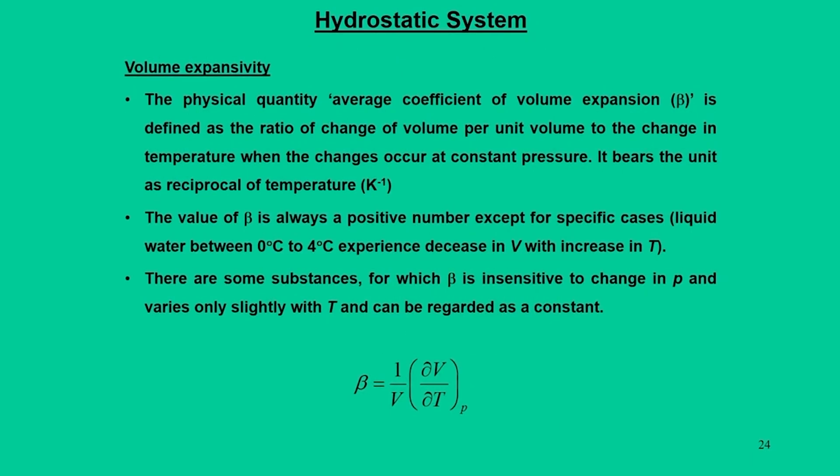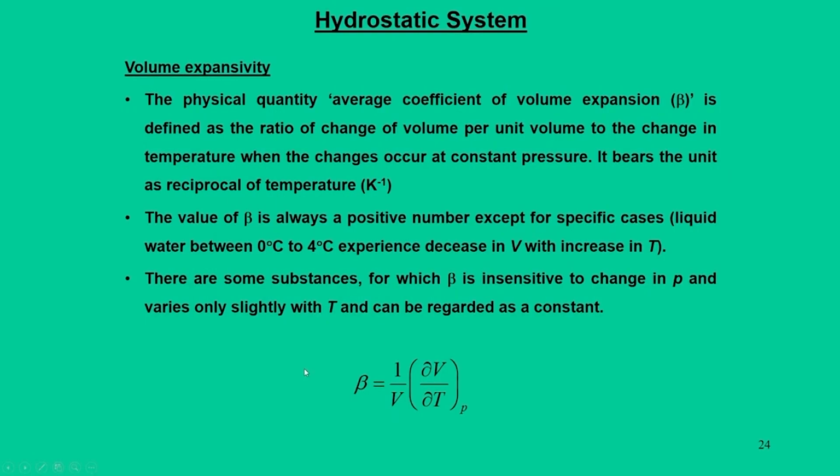Now, based on this, for a hydrostatic system, the first property that we are going to discuss is the volume expansivity. It talks about how volume changes with temperature while maintaining pressure constant. This parameter is represented as beta, which is the ratio of the change of volume per unit volume to the change of temperature when the change occurs at constant pressure. And based on this, it has a unit which is the reciprocal of temperature.